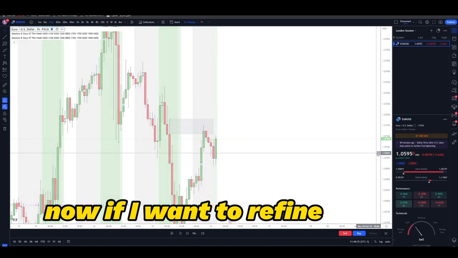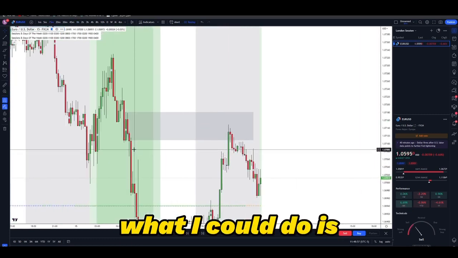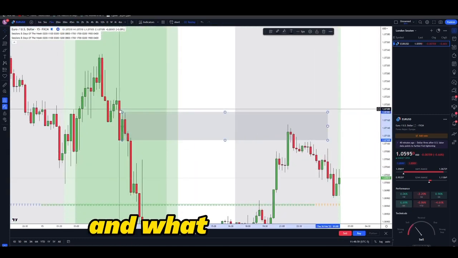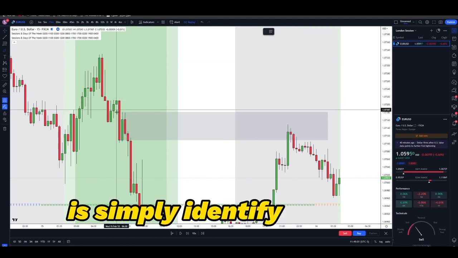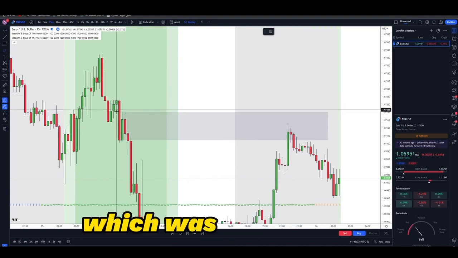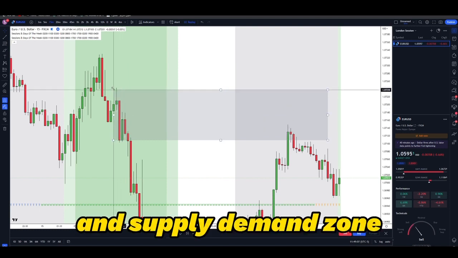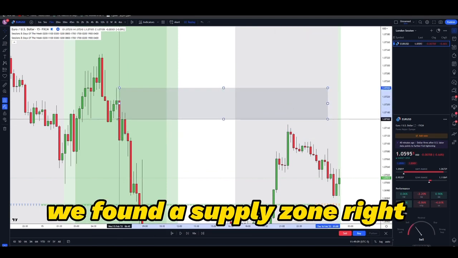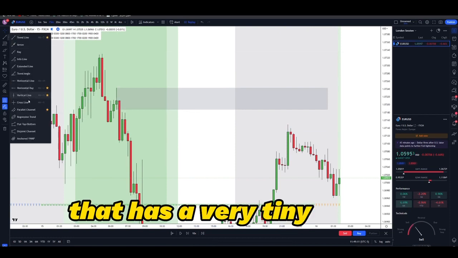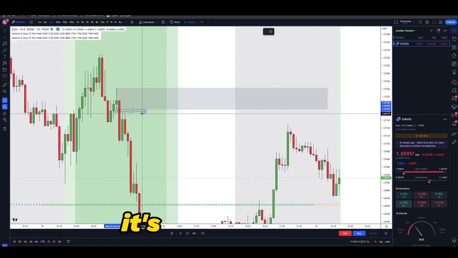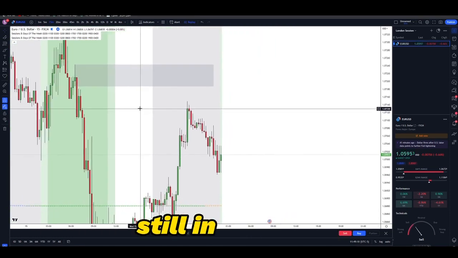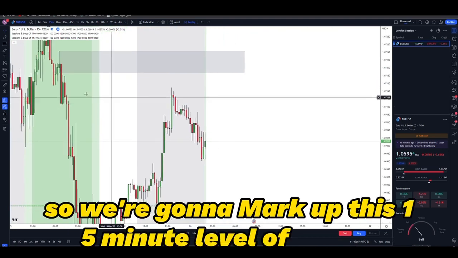Now if I want to refine it even a little bit further, what I could do is go to the 15-minute, and simply identify the last candle which was unmitigated, one that has imbalance and supply demand zones. So in this case, we found a supply zone right over here that has a very tiny bit of imbalance. It's nothing crazy, but it's nonetheless still imbalanced. So we're going to mark up this 15-minute level of supply.